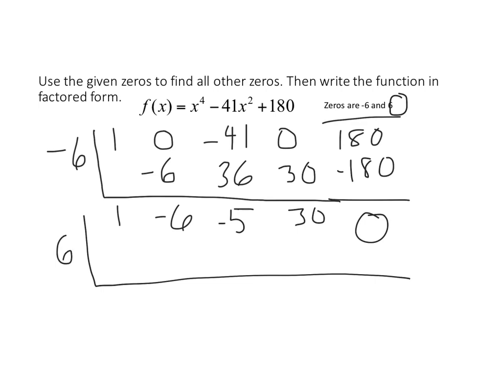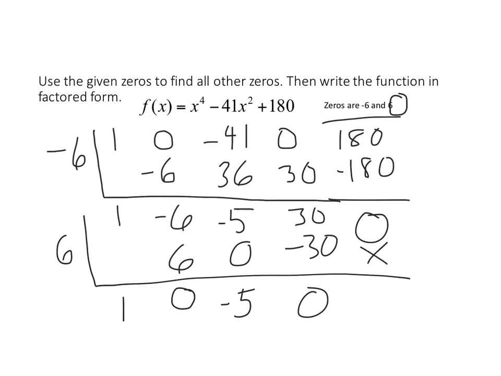The other zero is 6, so I have 1. 1 times 6 is 6. That adds up to 0. 0 times 6 is 0. So negative 5 comes down here. 6 times negative 5 is negative 30. And we get that 0. Remember, this last term always gets kind of canceled out.